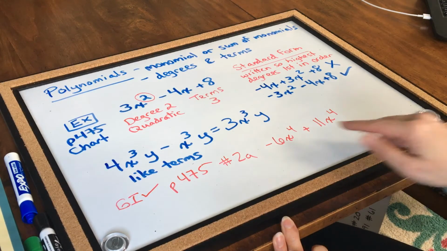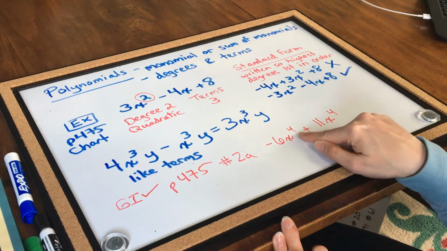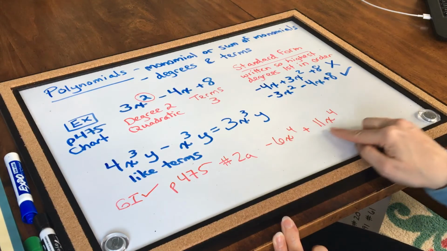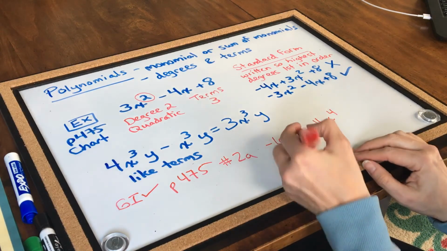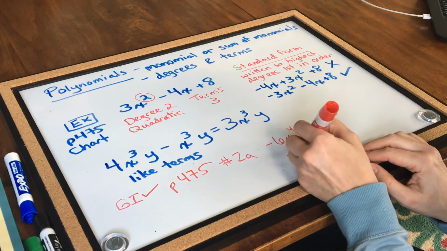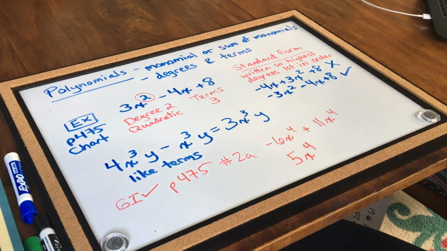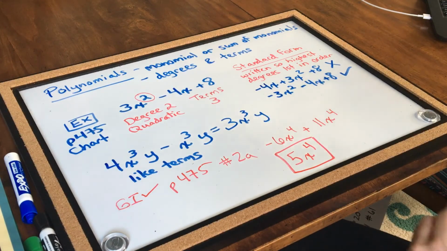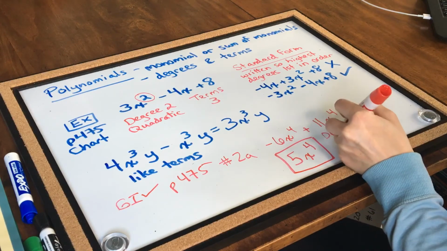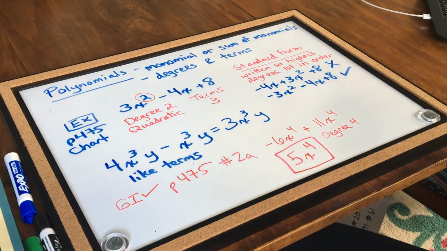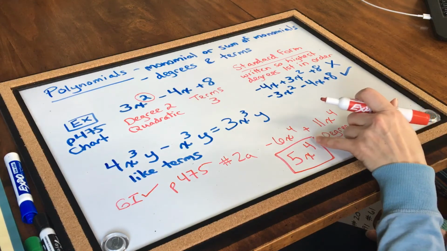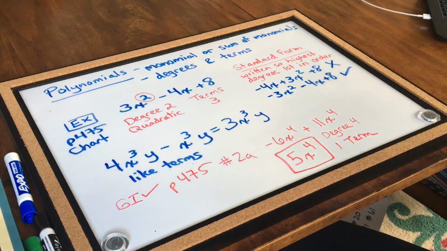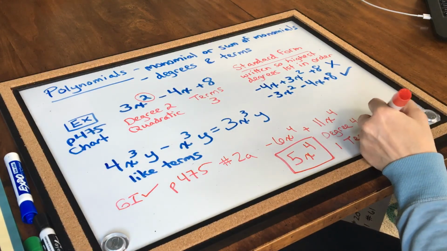All right, let's take a look. I can combine like terms because my variable piece is exactly the same. If I have negative 6 plus 11, that would give me a positive 5x to the 4th. And that is done. That is my answer. If I want to get really fancy and give it a name, I would say that this is a degree 4 polynomial because of the exponent, and that this has a single term. So this is a monomial.